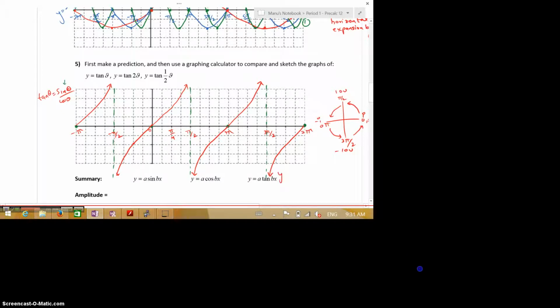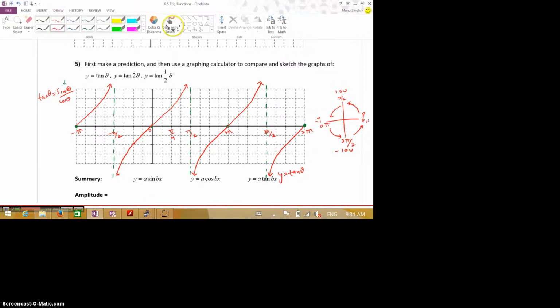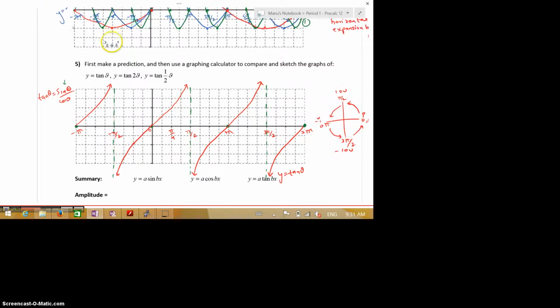The red graph is y equals tan theta. What do you notice different about the tangent of theta graph compared to the sine and cosine? First of all, you'll notice there's no amplitude, right? Because it's continuous, it keeps on going. It's not oscillating, it's not hills and valleys. It's asymptotic, so no hills and valleys, so it's not going to have an amplitude.